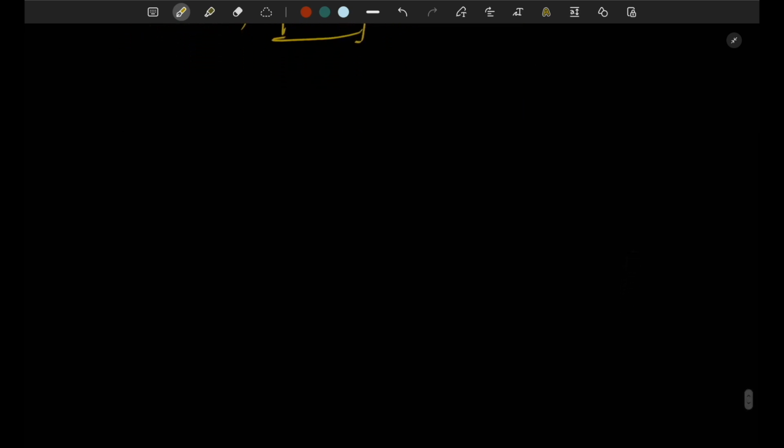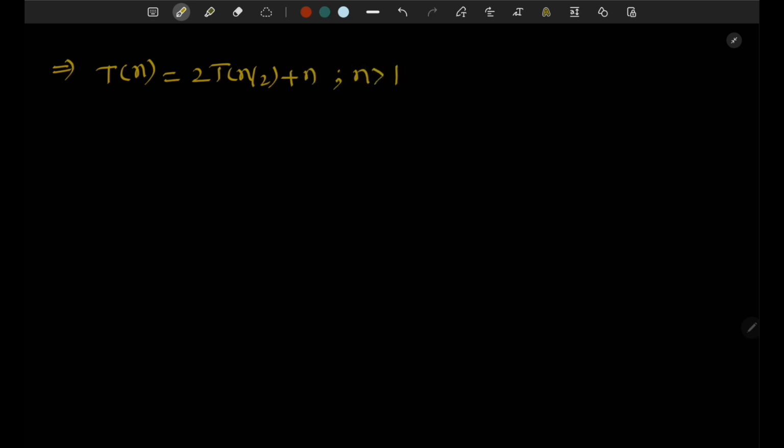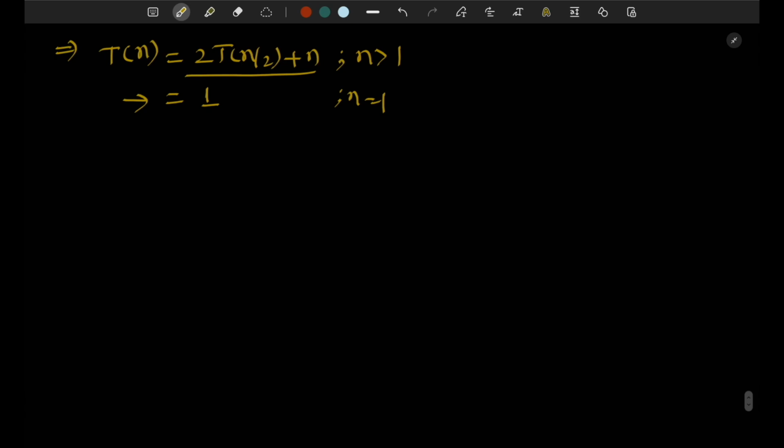So now let's solve this problem, and the recurrence relation that we have here is T of n equals 2 of T of n by 2 plus n, and this we have when n is greater than 1, and at some point of time we will have 1 when n is 1. So this is our base case, and this is the normal recurrence relation. So let's represent this in terms of a recursive tree and see what we have.